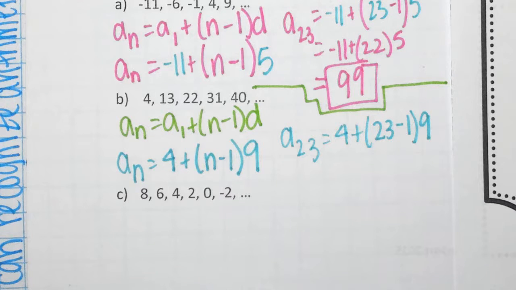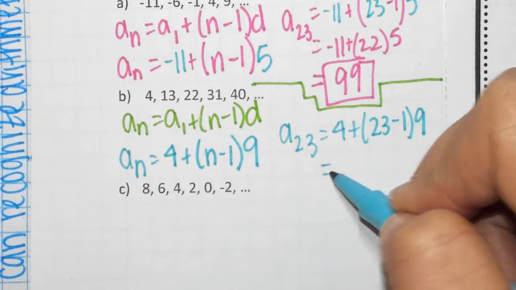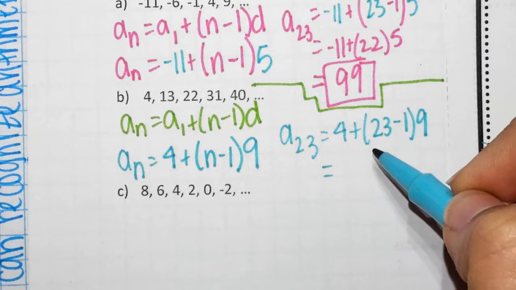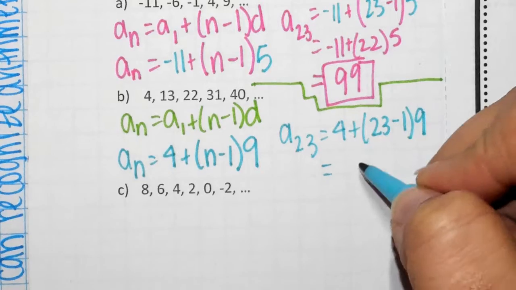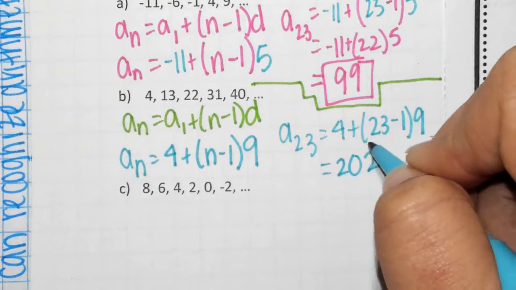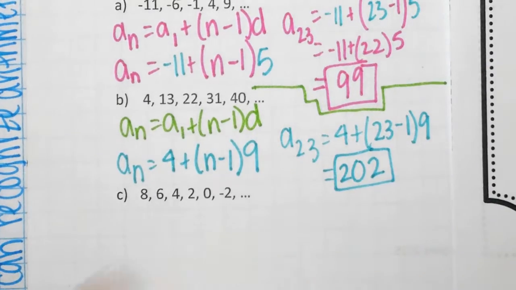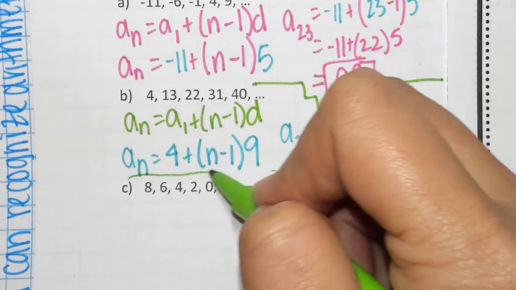All right, Bronson, what did you get? A n plus 4 times 23 plus 1. Yes, but you have to simplify it. 202? Did everybody get 202? Fantastic. Take a point. Alright, so I want you to do C completely without me. I want you to write the rule, and then find the 23rd term completely without me.